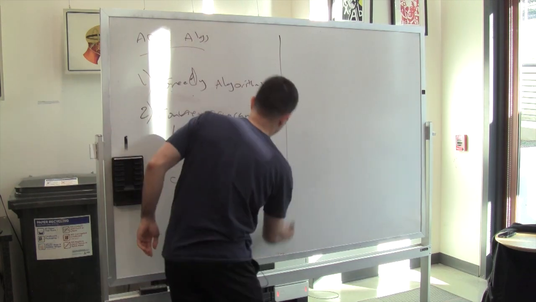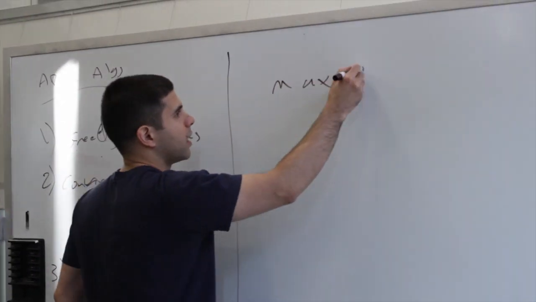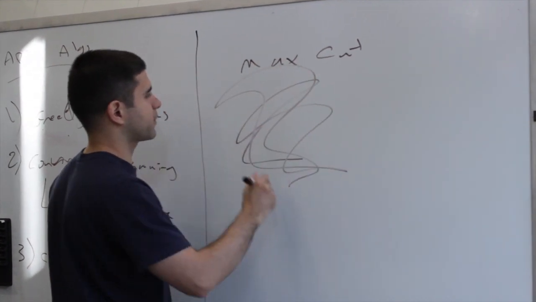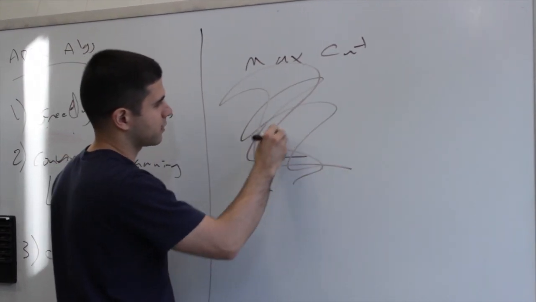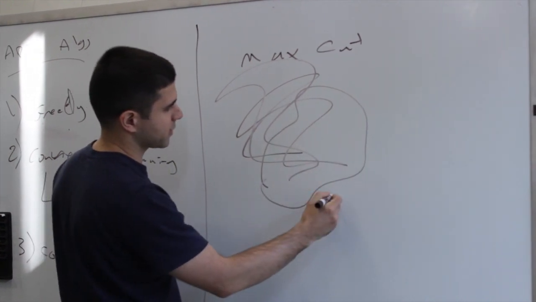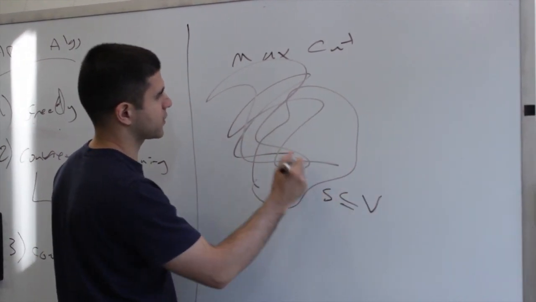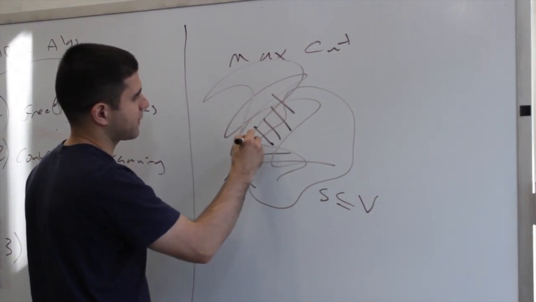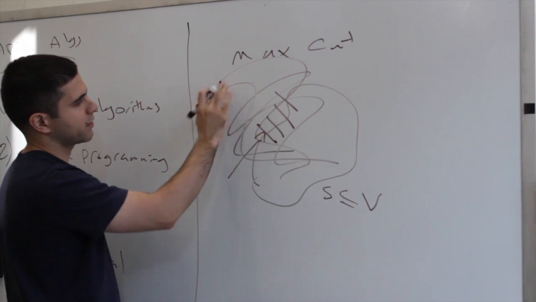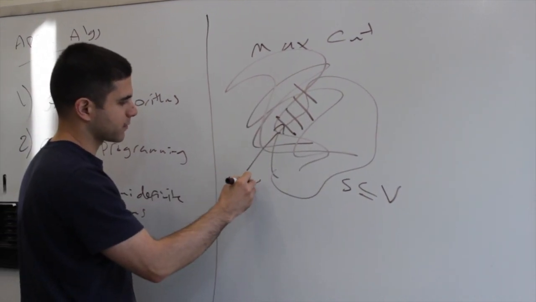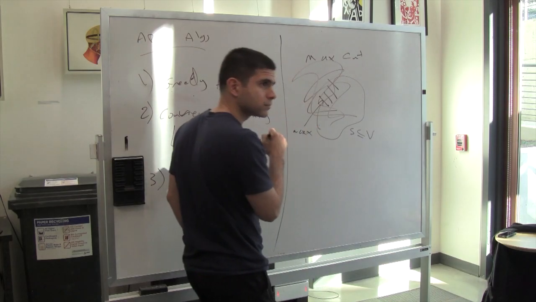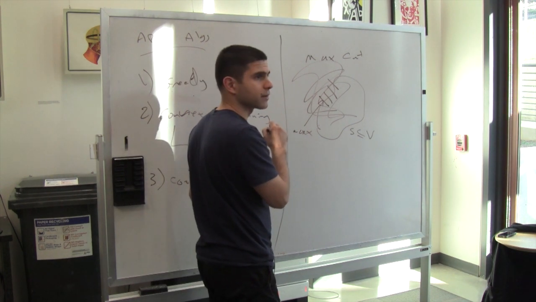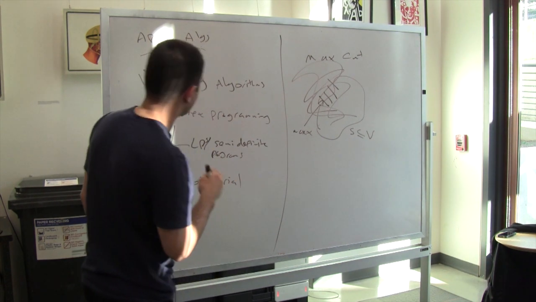Let's just define the problem on this side of the board, max cut. I give you whatever graph, it looks like some giant mess. And then you're supposed to find me some partition, let's say called S. It's a subset of the vertices, such that the crossing here is maximized. The edges that go from one side to the other, you want to maximize this. Does it have to go in just one direction? It's not a directed graph. This is an undirected graph.